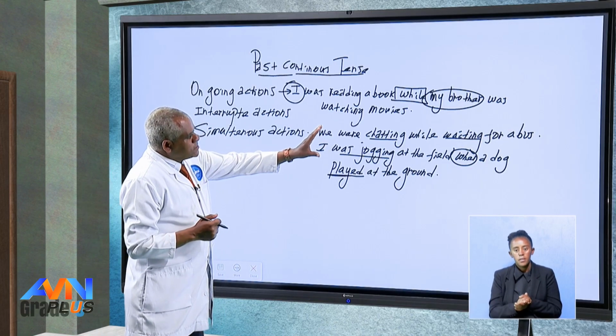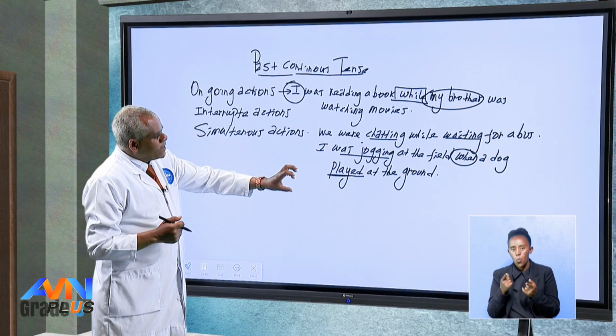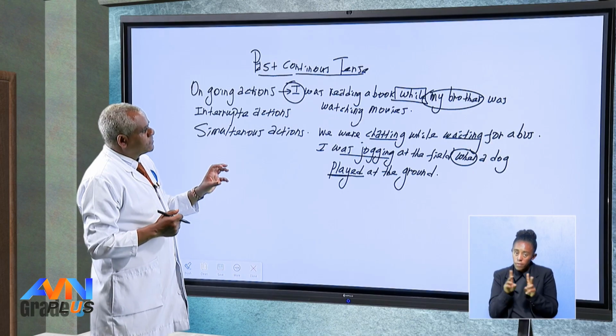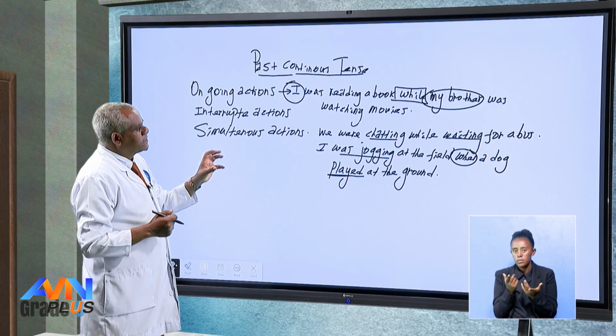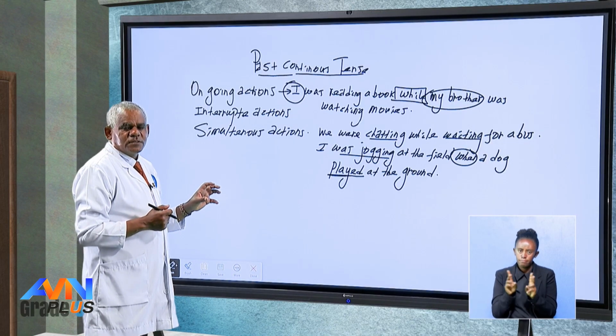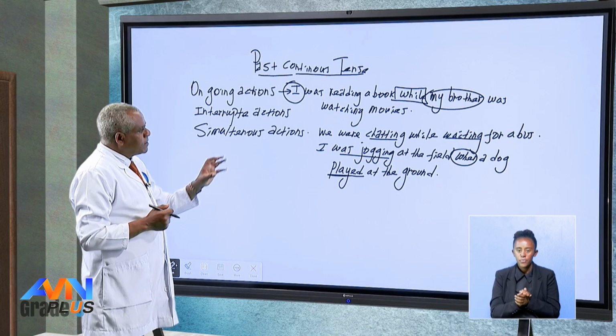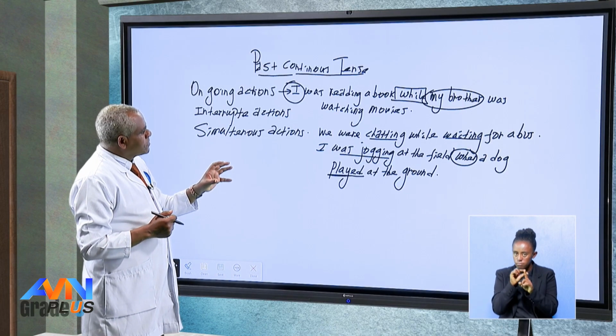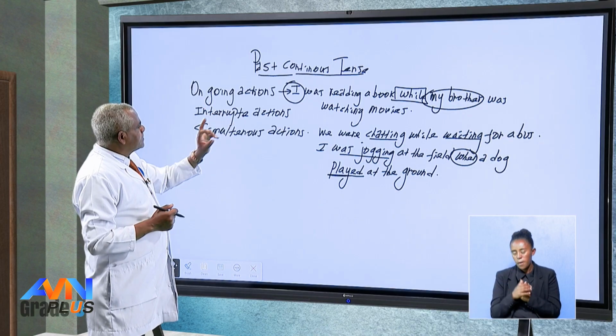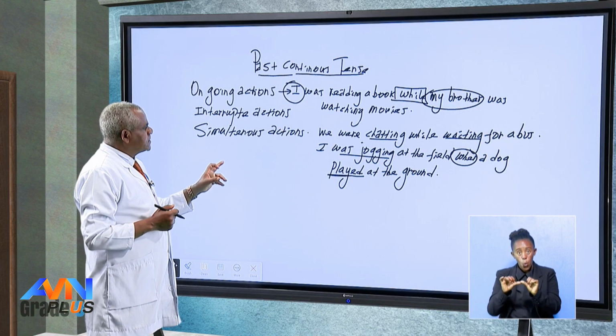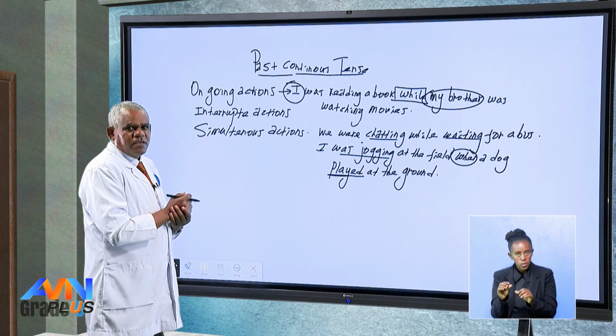Then, while and when are very important words in order to make the past continuous tense. Good. So you have to be familiar with this. Therefore, ongoing actions, interrupted actions, and simultaneous actions have to be emphasized here.